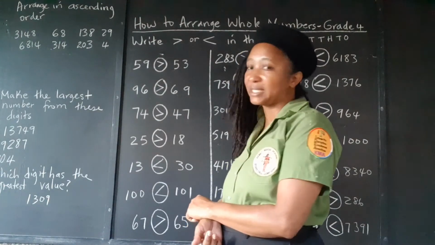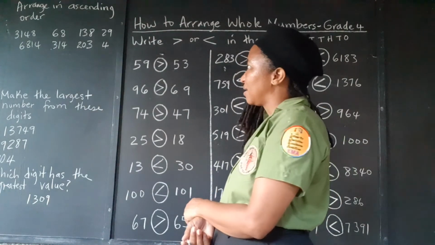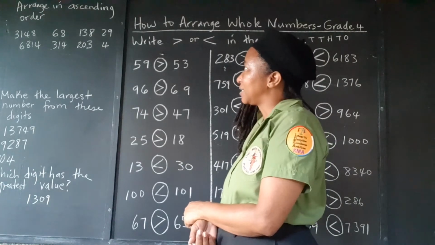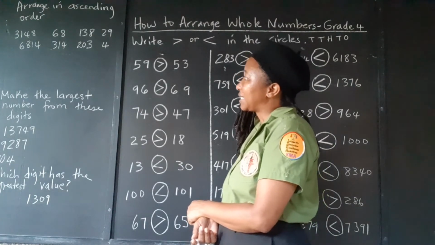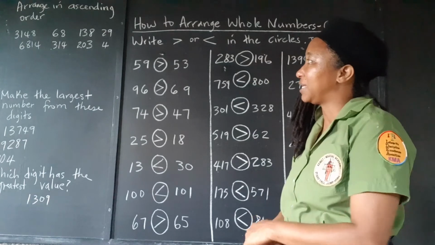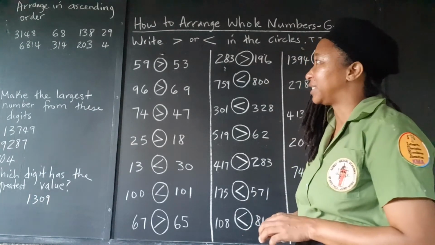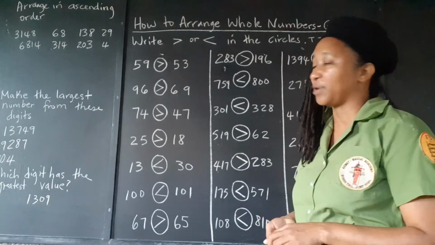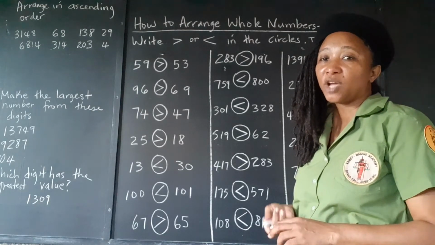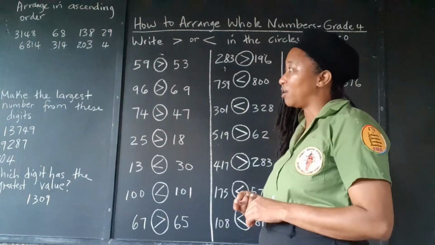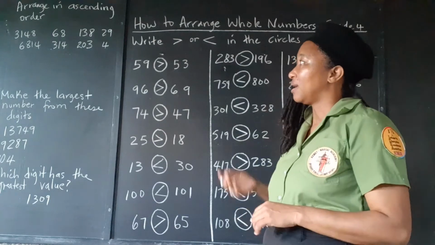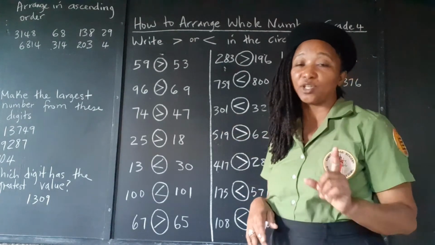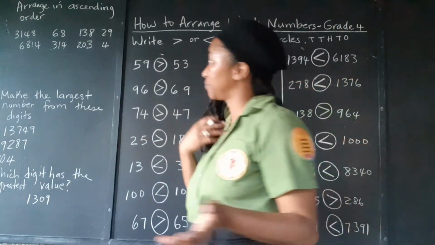3,148, 68, 138, 29, 6,814, 314, 203, and 4. So if we're putting them in ascending order, we know we need to start with the 4, because it has just one digit, it's just 4 ones.